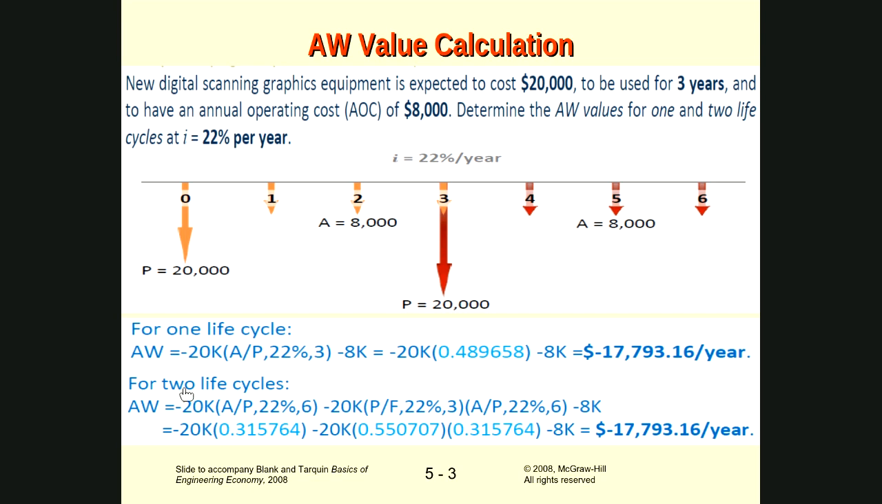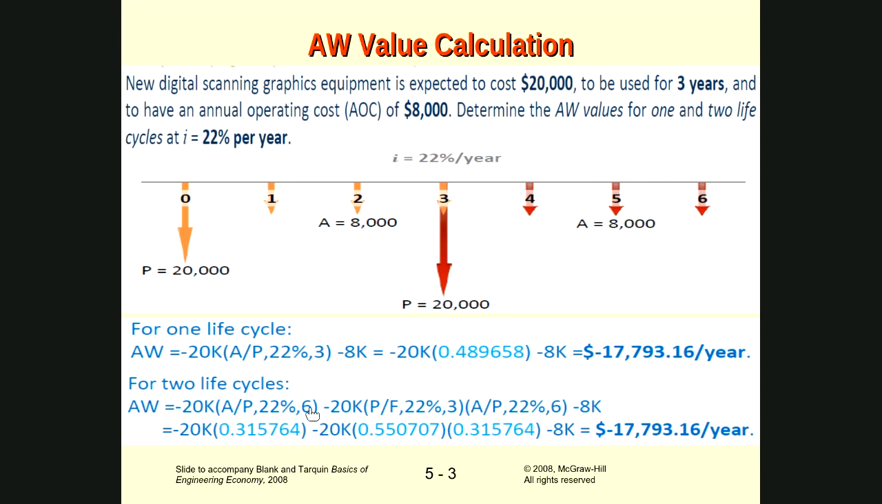Okay, for the 2 life cycles, which is the second part of this question, you will deal with the cash flow from year 0 until year 6. And in this case, also we are going to convert all these values to annual. Now, the annual is already given, the 8,000. There is no need for converting, and we will use it as is, minus 8,000. But for the 20,000 to convert it to annual, now we have a 6 years life instead of 3. So we do the same formulation, A given P, but for 6 years.